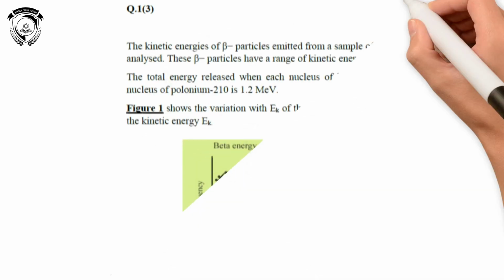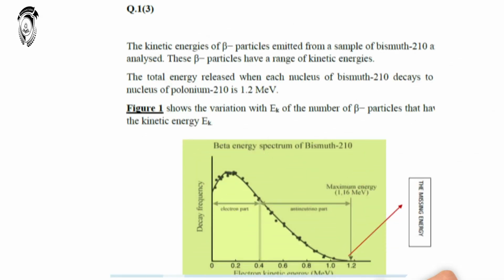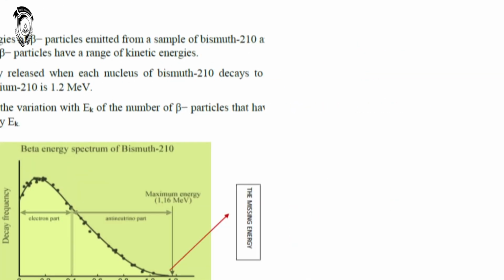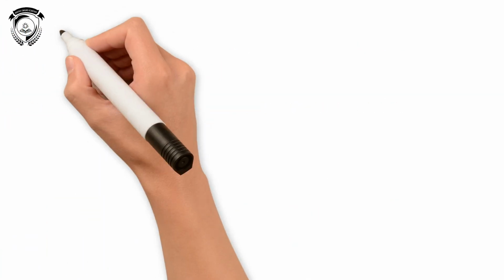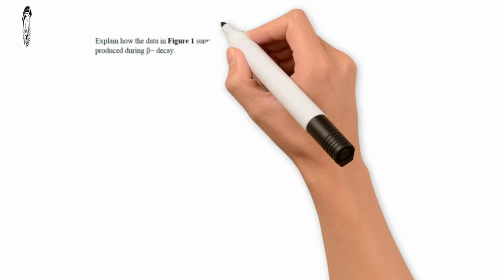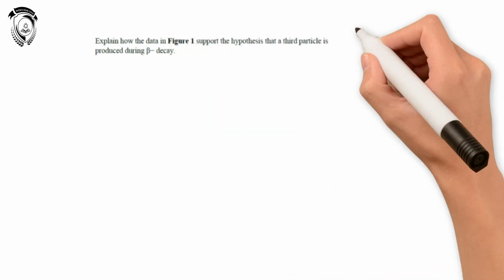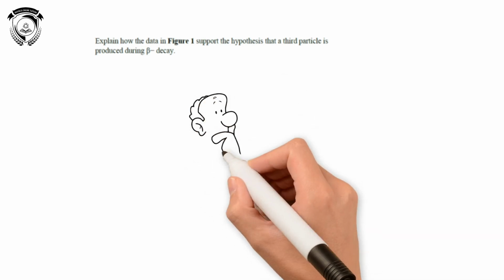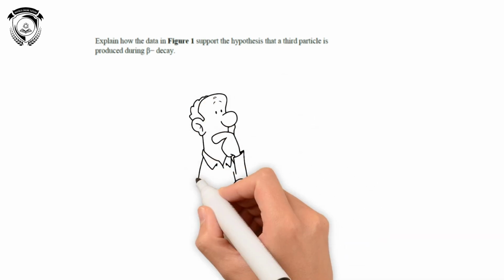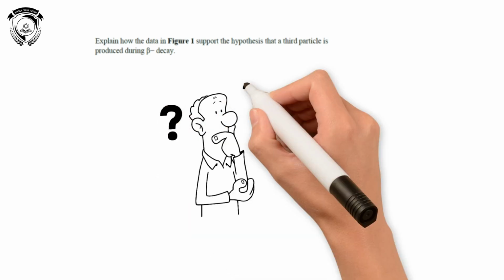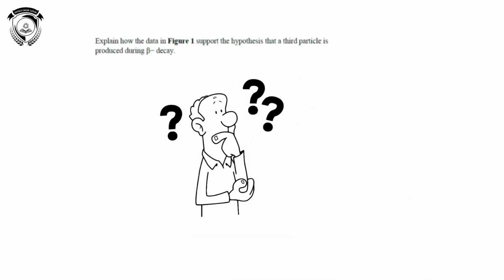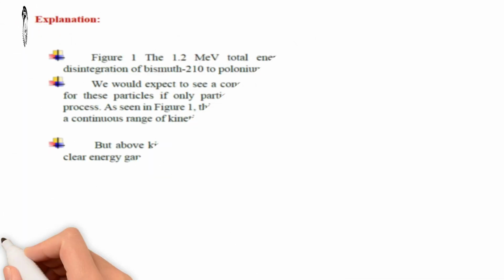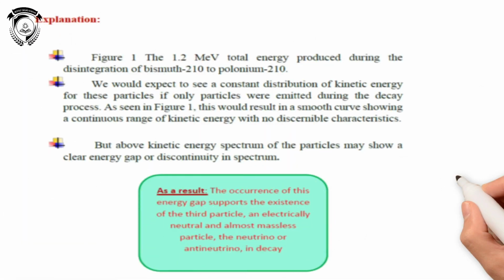So next, question 1.3. They have given us the kinetic energies of the beta minus particles emitted from a sample of bismuth analyzed, and these beta minus particles have a range of kinetic energies. The total energy released when each nucleus of bismuth decays to a nucleus of polonium is about 1.2 mega electron volts. They have given us figure 1, which shows the variation of the number of beta minus particles with kinetic energy. The question is how the data in figure 1 supports the hypothesis that a third particle is produced during the beta minus decay.